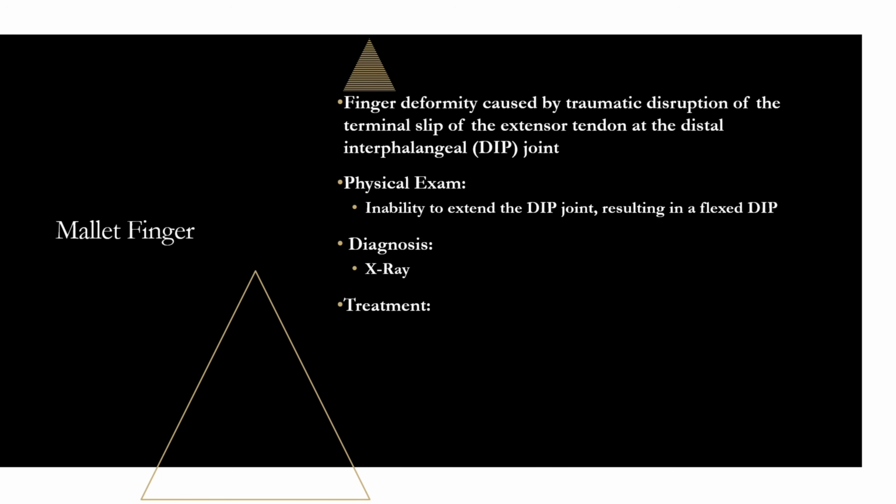Treatment is going to be extension splinting of the DIP joint for 6 to 8 weeks, 24 hours a day. So the DIP joint must be maintained in full extension throughout the entire period, including during sleep. If for any reason the joint extension is lost at any point during the initial treatment period, the treatment clock is reset and an additional 6 weeks of splinting must be performed.